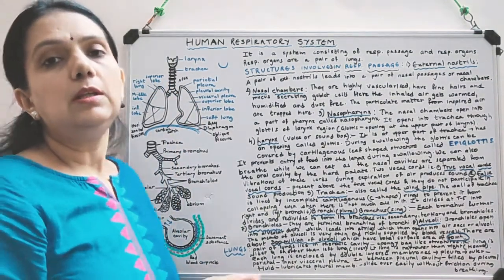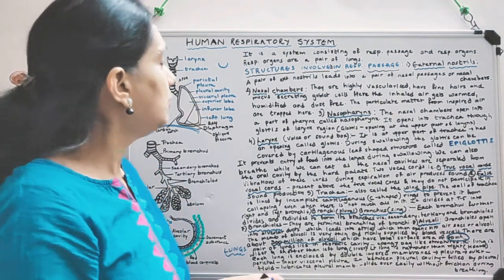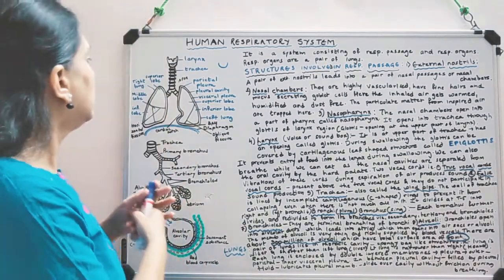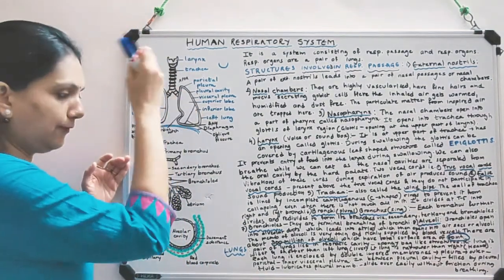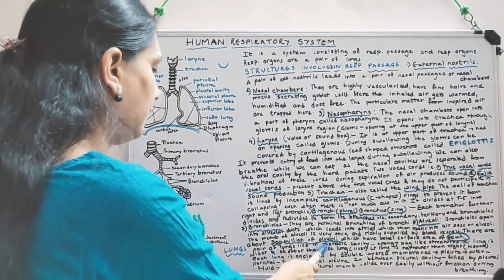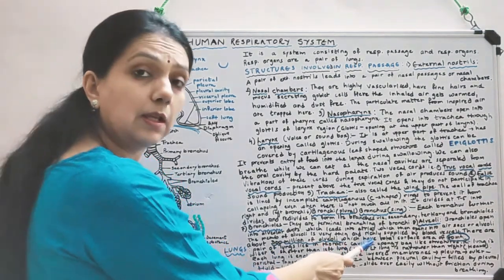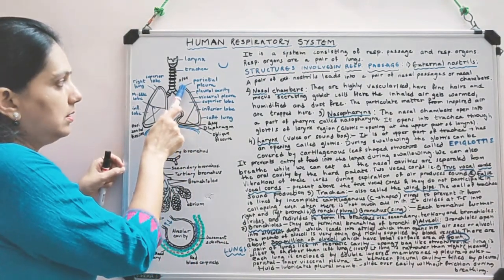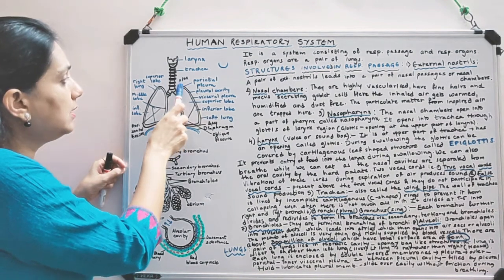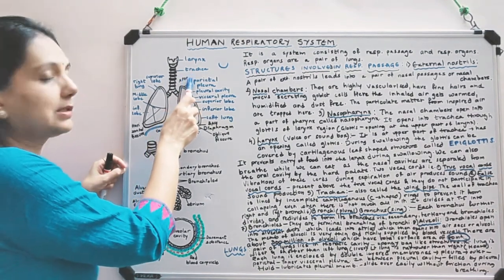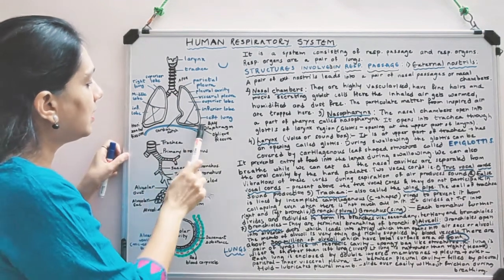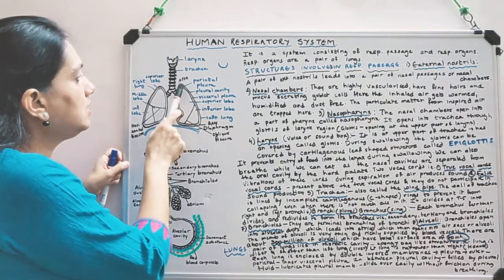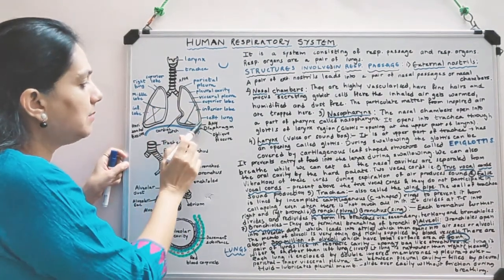In the human body, lungs are paired. They are two in number, or you can say we have a pair of lungs. So that is the right lung and the left lung. Here I have written: pair of lungs lies in thoracic cavity. So these are the lungs. The top part, the upper part of the lungs, is called apex, and this part which is flat is called base. So lungs have apex and base.